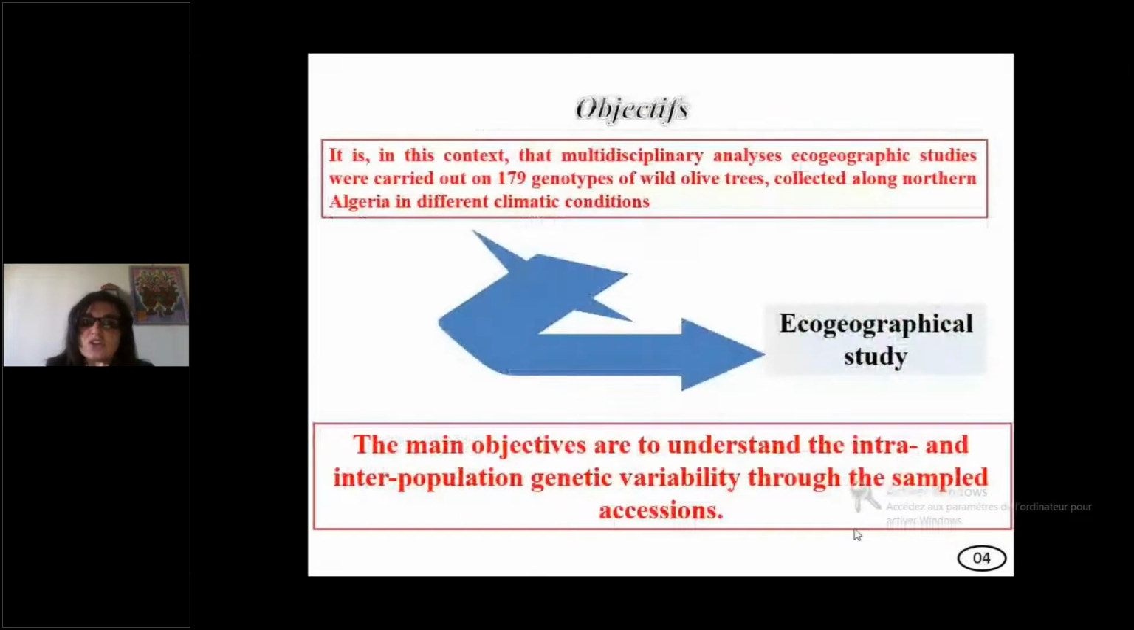It is in this context that multidisciplinary ecogeographic studies were carried out on 179 genotypes of wild olive trees collected along northern Algeria in different climatic conditions. The main objectives are to understand the intra- and interpopulation genetic variability through the sampled accessions.